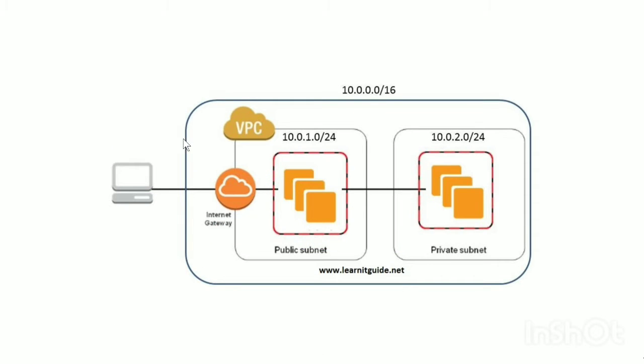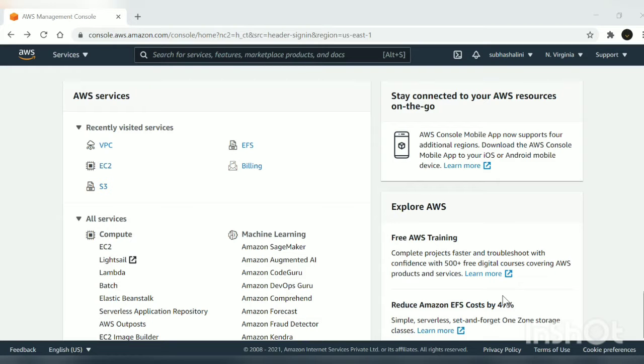So this is the demo we're going to create. First we are going to create a VPC. Inside our VPC we're going to create two subnets, a public subnet and a private subnet, and we're going to create the internet gateway and connect it to the VPC we have created. Let me show the demo on AWS.